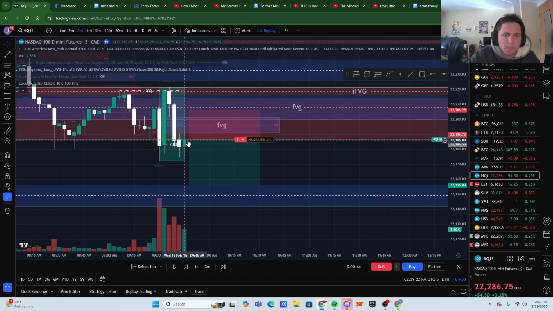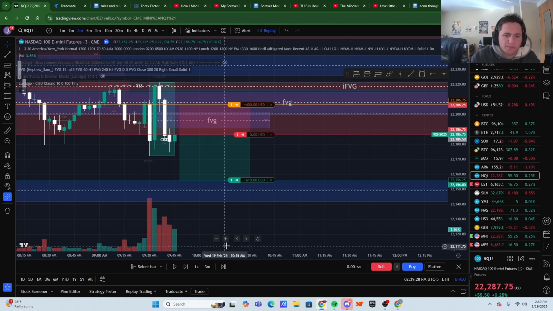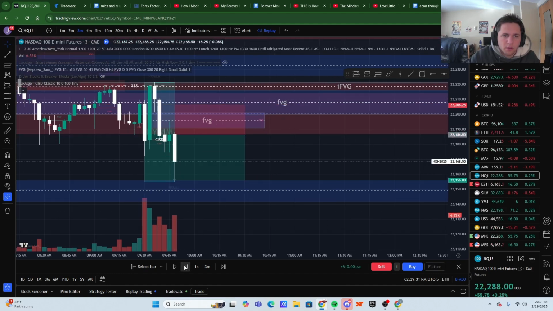Get in the sell. Stop loss above the fair value gap. Take profit at this 4 hour entry. We come down and we hit it in the first candle of 3 minutes.